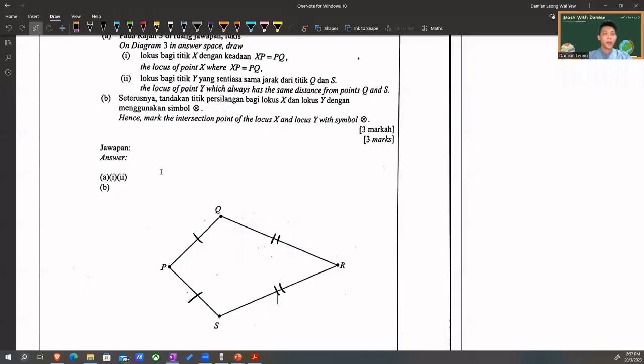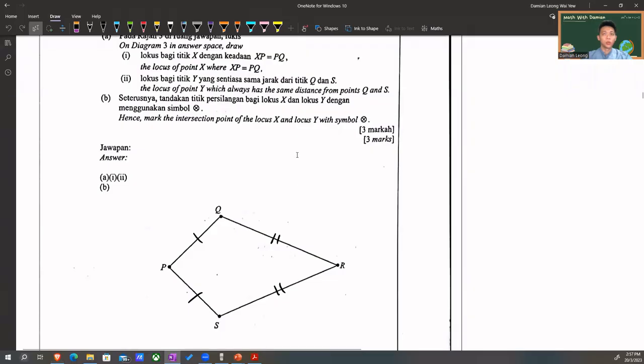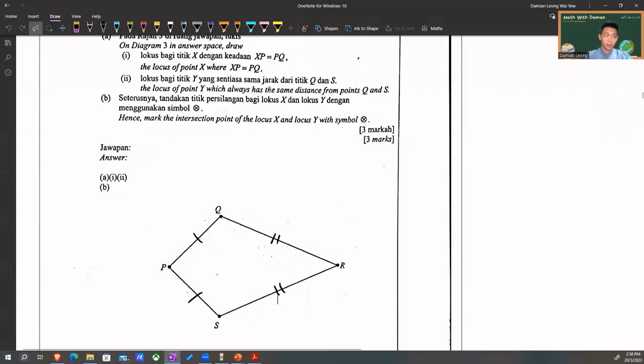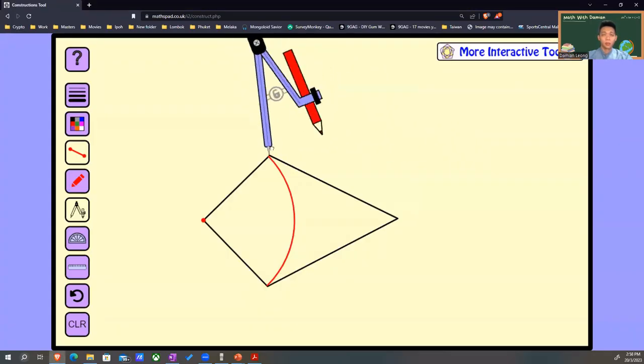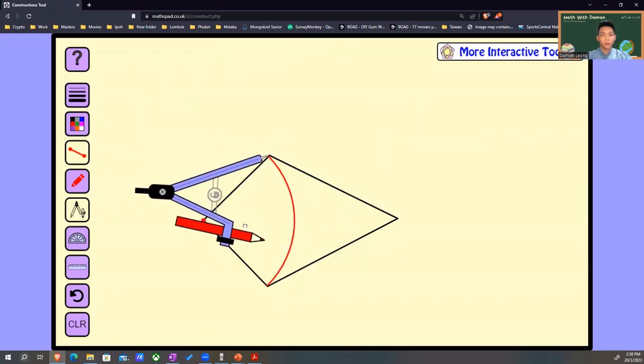Then we have the locus of point Y, always the same distance from point Q and S. Point Q and S, top and bottom here, always the same distance between the 2 points. Constant equal distance between the 2 points. So that would be the perpendicular bisector. Right? And how do we form the perpendicular bisector? It's actually very simple. Take your compass. Any width is fine. Just make sure it's more than halfway. Okay.